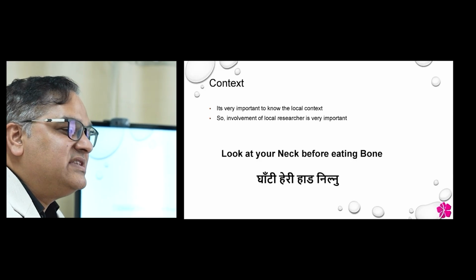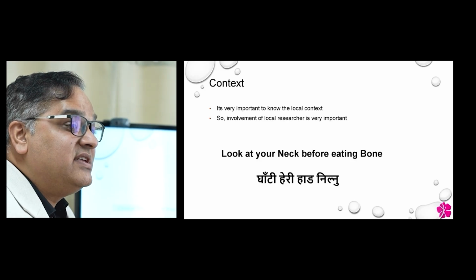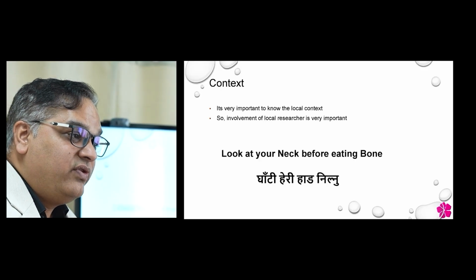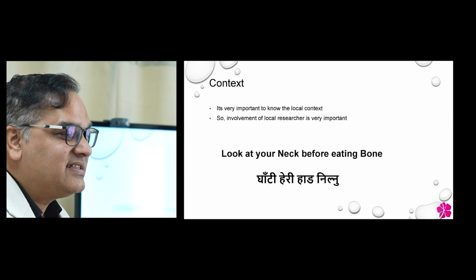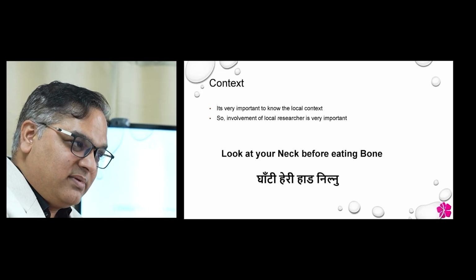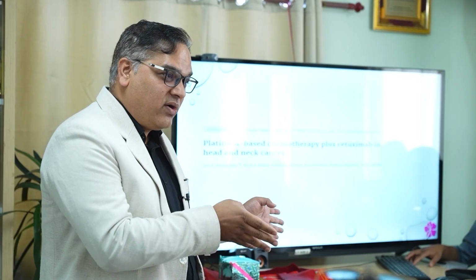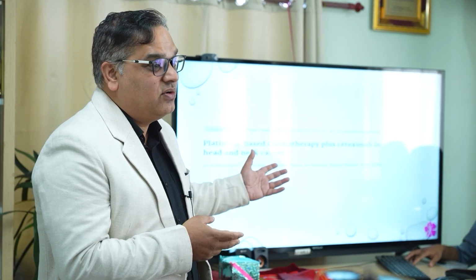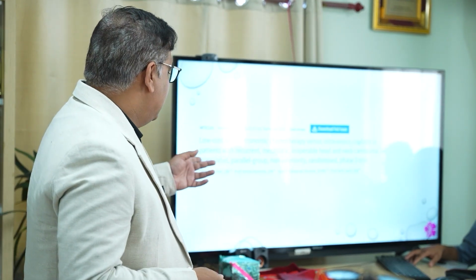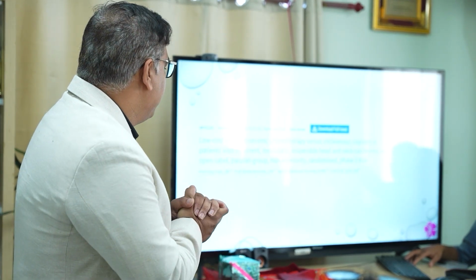But if you see the context, cetuximab is a very expensive medicine. So we have treated more than 250 metastatic head and neck cancers, but we have hardly given cetuximab to 2 patients. So problem and population is okay, but it is out of context. So knowing context is very important. Next. So let's see another paper.